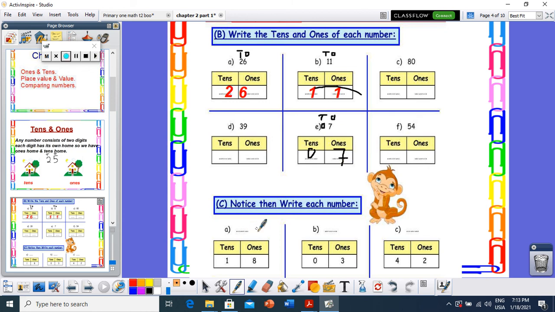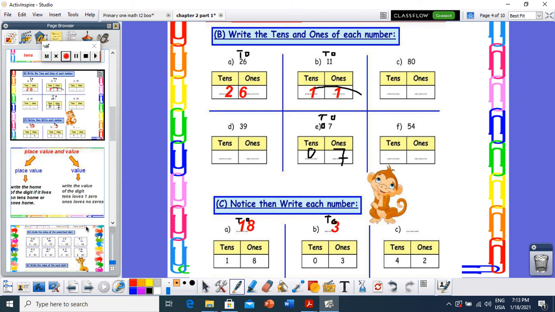Okay, write each number. 1 on the tens and 8 in the ones. So what shall I do? I will write first tens and ones. So I will put 1 on the tens and 8 on the ones. So the number will be 18. Excellent. Here I will put tens and ones. Then I will write 3 under the ones and 0 under the tens. So the number will be 3.